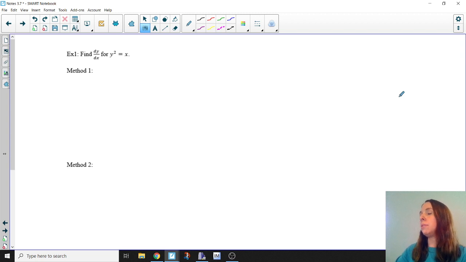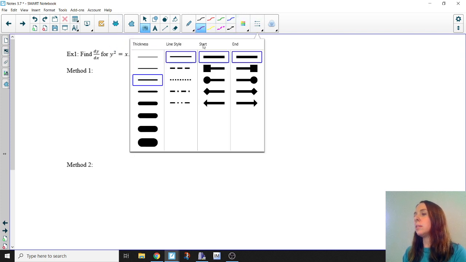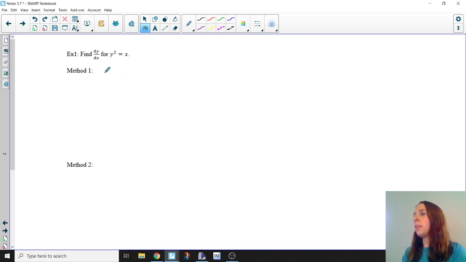Skip this part if you feel like you must, but I do want to show you that you could take this equation, y squared equals x. Let's grab a different color. And you could solve the equation for y. For some of these implicit equations, we can solve for y, and then we could take the derivative the standard way that we're used to doing derivatives. So this one's pretty simple. I square root both sides, right?